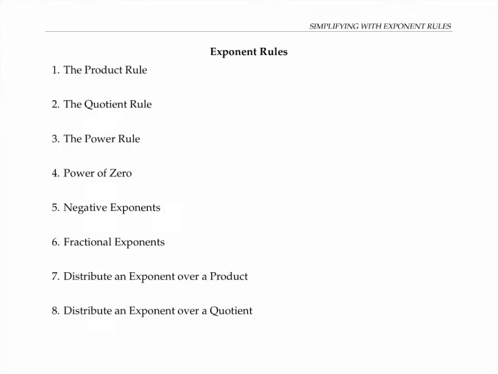The product rule says that when you multiply two expressions with the same base, you add the exponents. The quotient rule says that when you divide two expressions with the same base, you subtract the exponents. The power rule says that when you take a power to a power, you multiply the exponents.